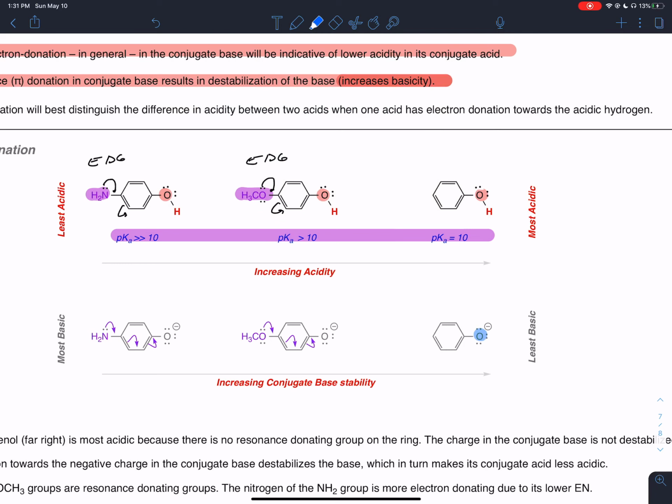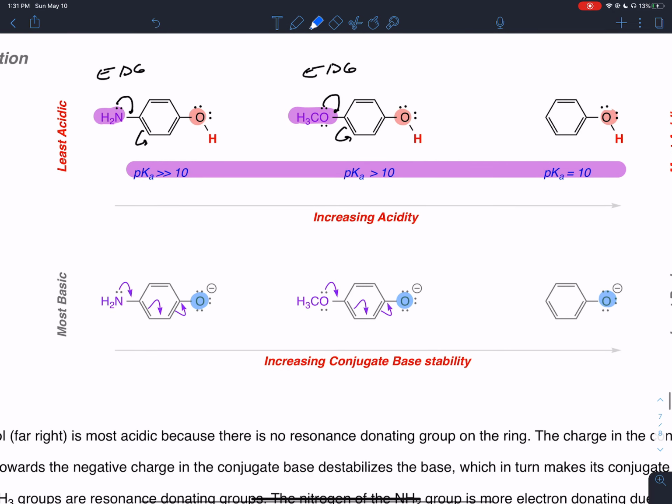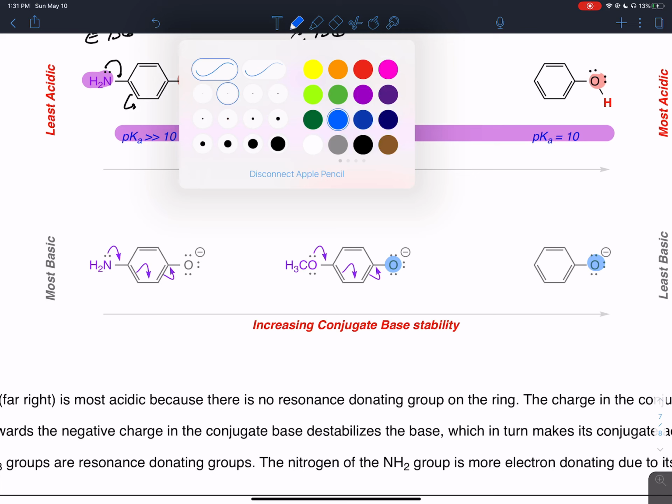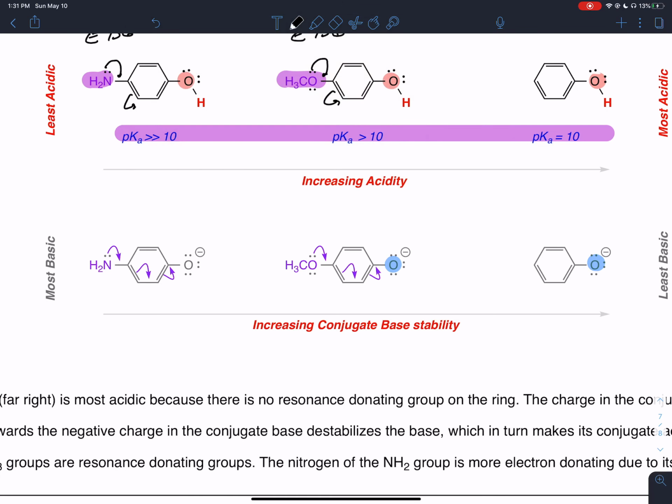So the commonality between all of these structures in the conjugate base form is that we have the negative on an oxygen. And in order to stabilize that negative, we have to resonate it around the ring, right? That is how we would stabilize the negative charge and accommodate the extra density that we have in the conjugate base. Now, the idea is your electron donating groups, your NH2 group and your OCH3 group, will be counterproductive to the stability of the conjugate base. All right, this is really important.